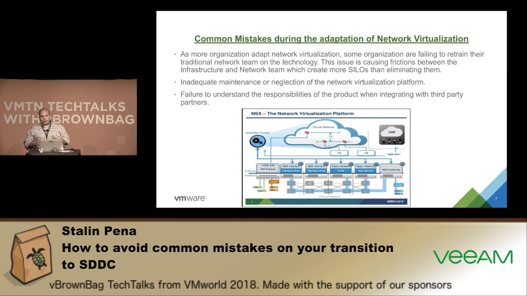We always have to have different conversations with the network team and the security team, just to make sure that they understand that we are not trying to replace them, we're just trying to empower them. So this issue is causing friction, like I said before, between the infrastructure and network teams, which creates more silos than it eliminates. By not having those things come together, that can create a big problem.